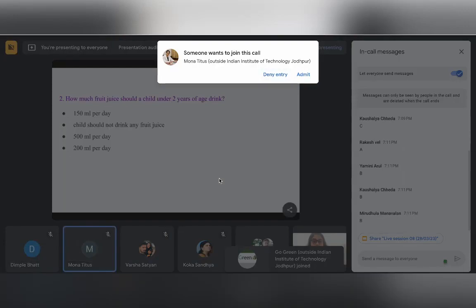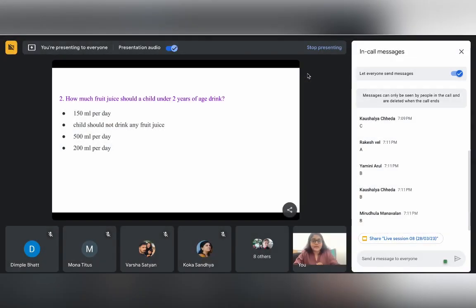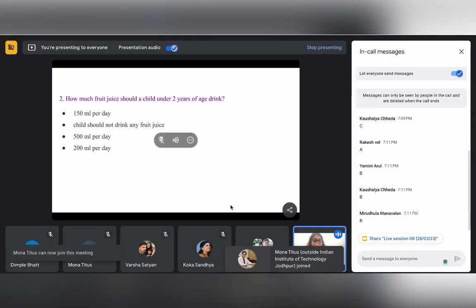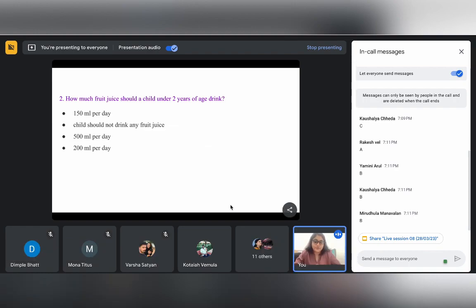Option 2. Okay. So we have most of you answering option B, right? So child should not drink any fruit juice. Yes. Practically, if we think about these situations, we have seen children who drink fruit juice, or maybe their parents are giving them fruit juice. But ideally, it is not recommended that children below 2 years of age have these fruit juices.